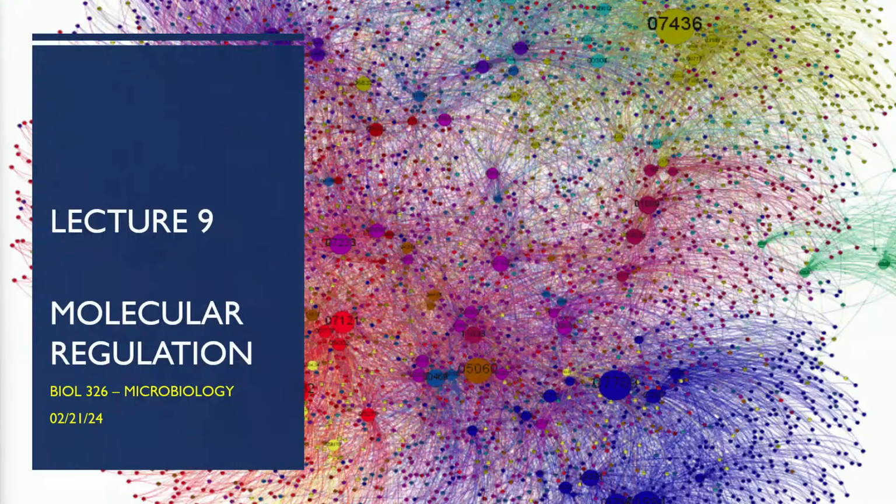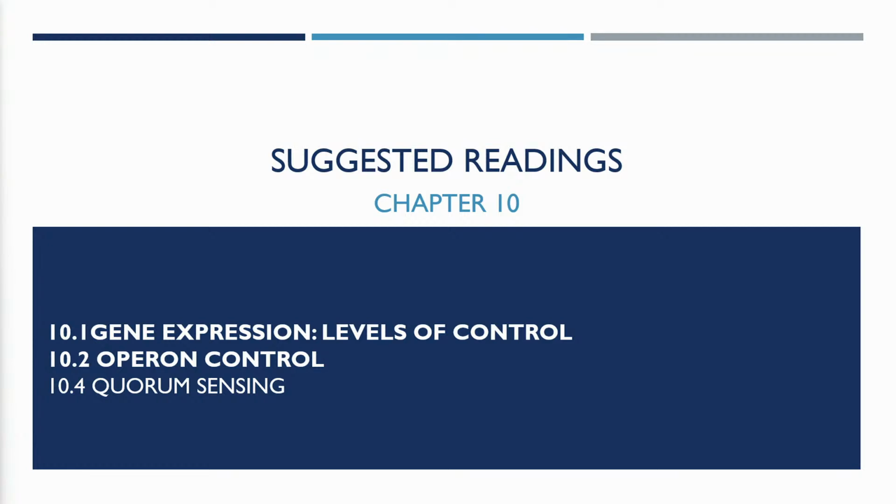Today, because bacteria, like I've said before, are constantly going into different environments, it has to know when it needs to alter its physiology and its gene expression profile. So there are different ways to regulate those molecules. Some suggested chapter readings: today I plan on going through gene expression and operon control, and next week quorum sensing, so we'll see what we get through today.